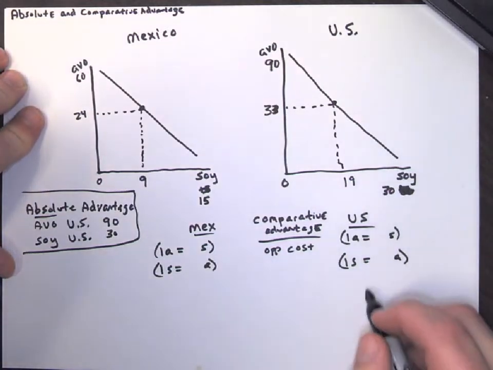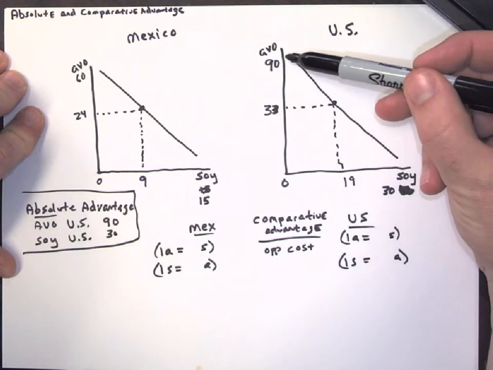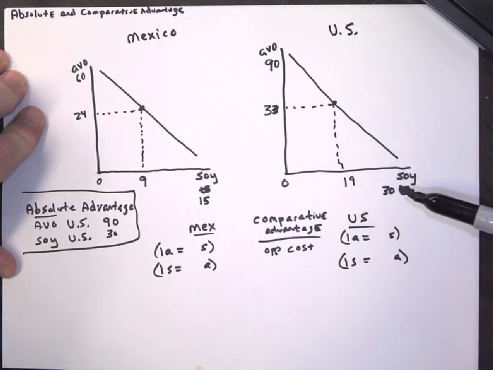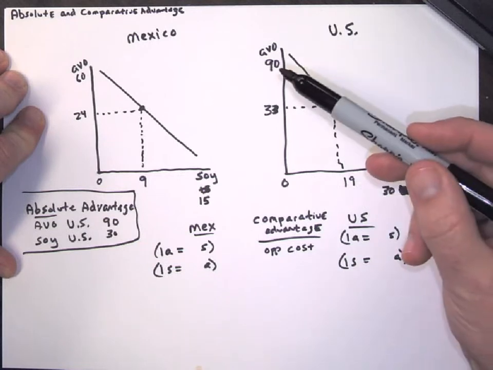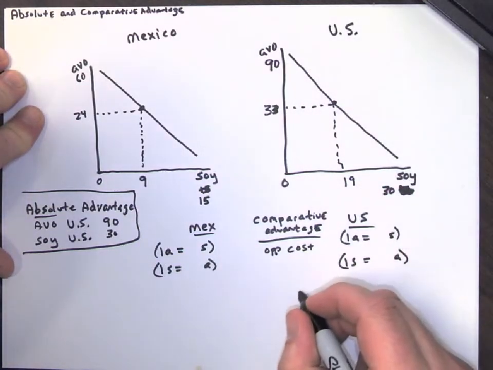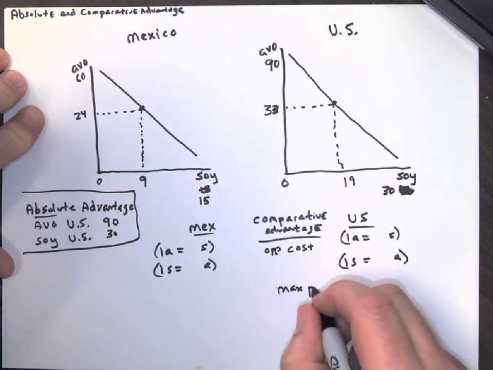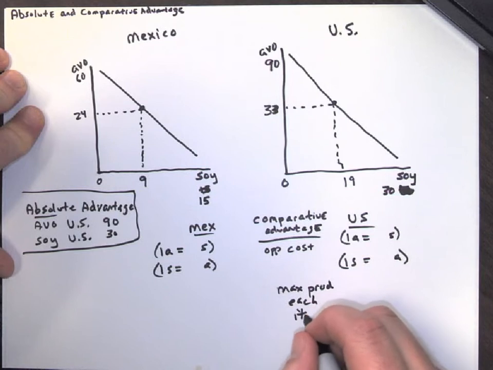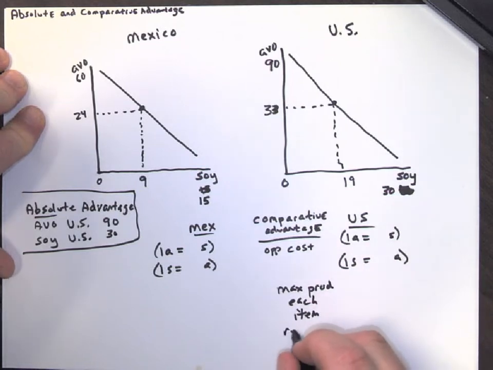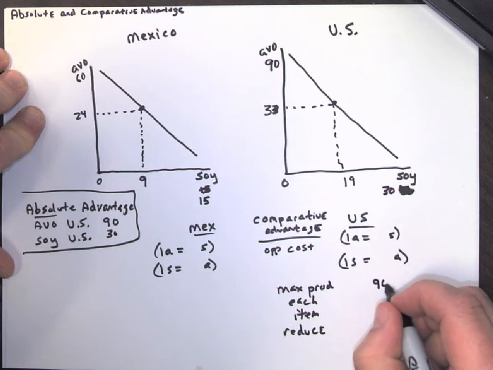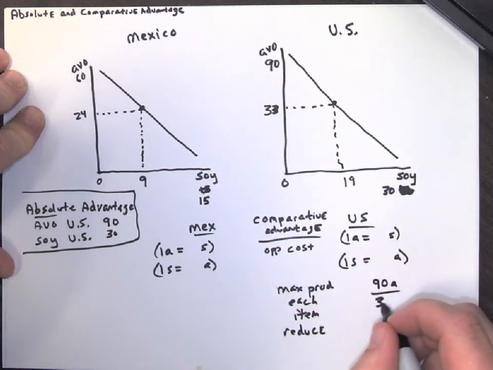So for the United States, the max production of avocado is 90 and 0. If they wanted to make only soybean, it'd be 30 and 0. So we're going to take this 90 over 30, put it in a fraction, and reduce. So we'll take our max production of each item and reduce. So the U.S. is 90 avocado over 30 soybean.